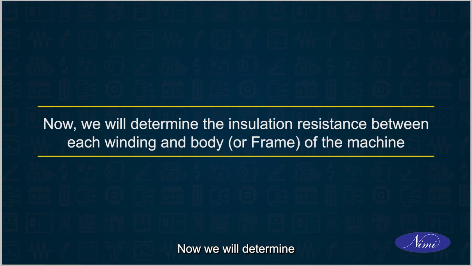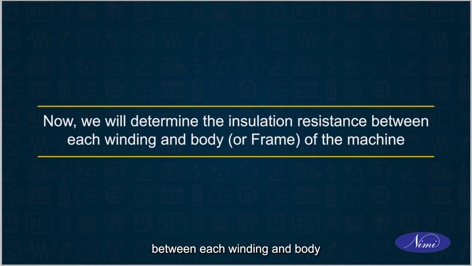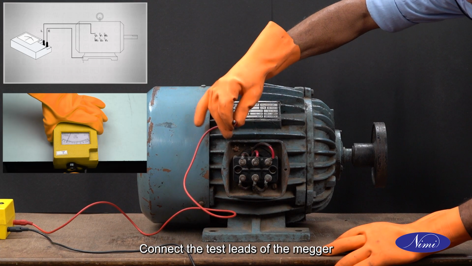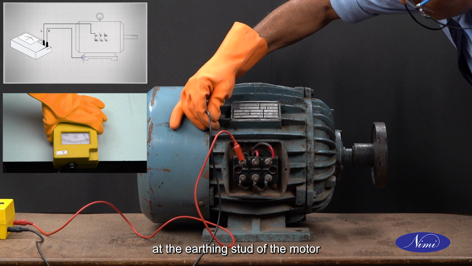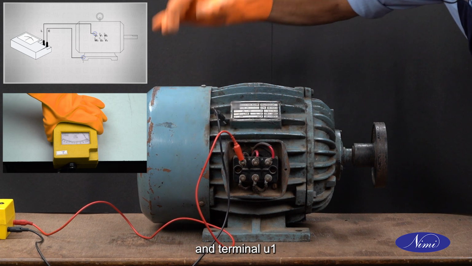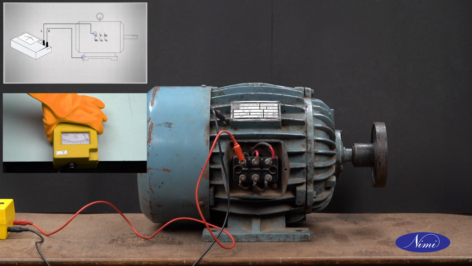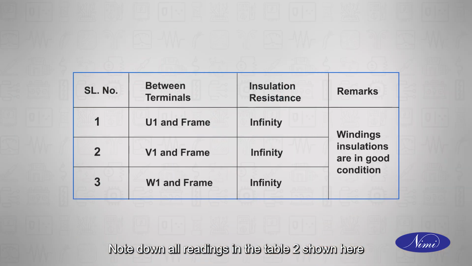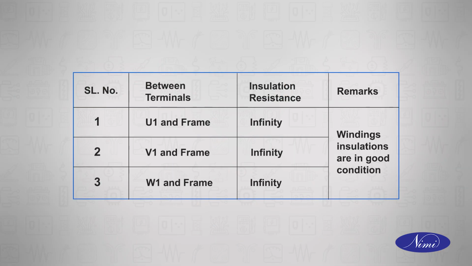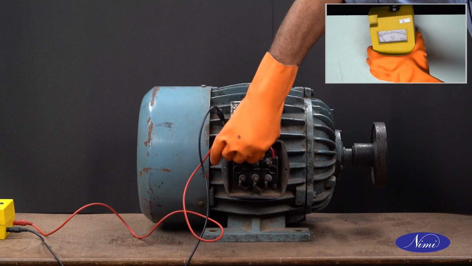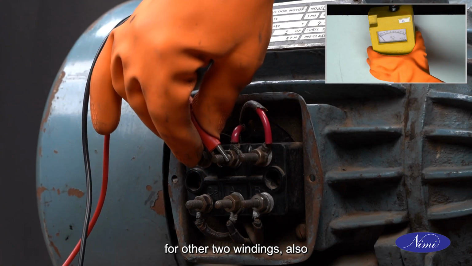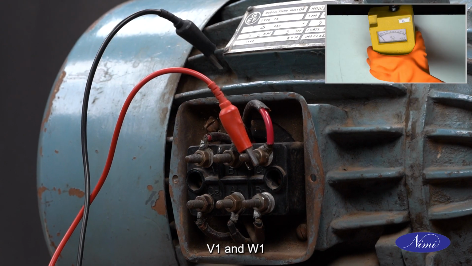Now, we will determine the insulation resistance between each winding and body or frame of the machine. Connect the test leads of the megger to the frame at the earthing stud of the motor and terminal U1. Note down all readings in the table 2 shown here. Repeat the same procedure for other 2 windings also, V1 and W1.